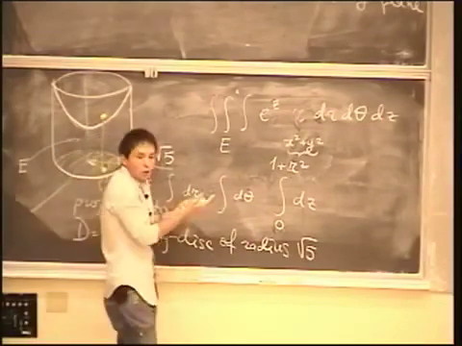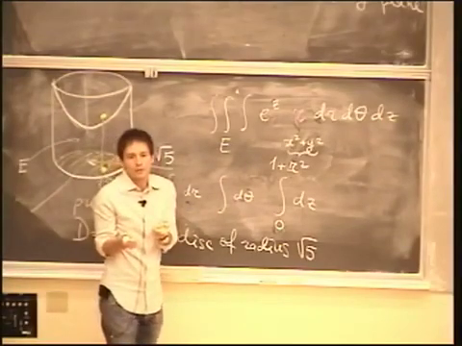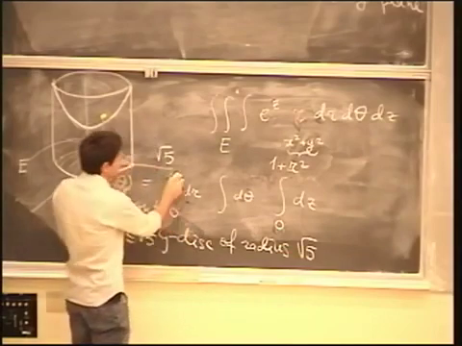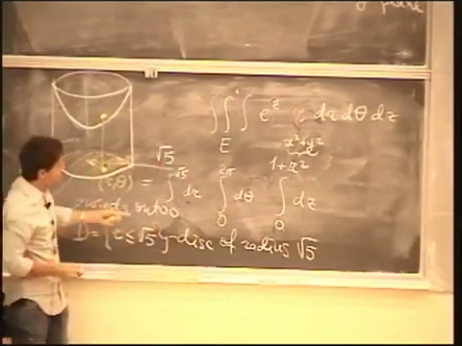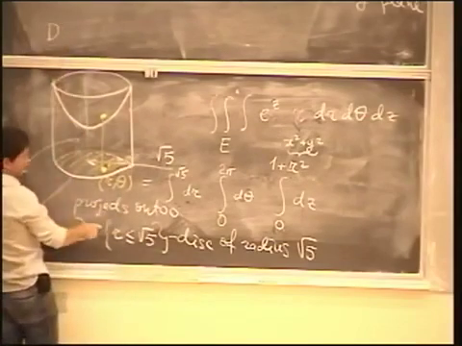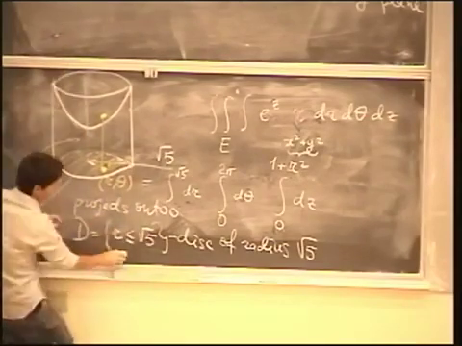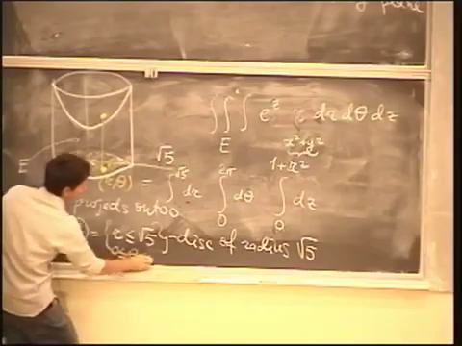For the disk, we know what the limits are. First of all, it doesn't matter in which order we take r and theta. And second, r goes from 0 to the radius, which is in this case square root of 5, and theta goes from 0 to 2 pi. That's because this disk is described by, well, I don't even have to write it one more time. I just have to add here theta from 0 to 2 pi.